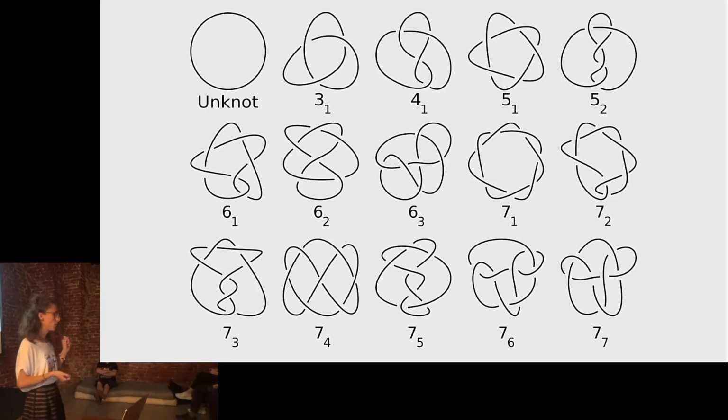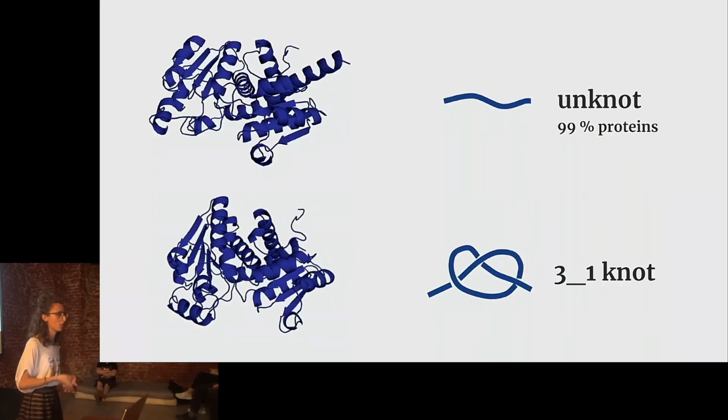Just to explain here the terminology, the first number is the number of crossings in a knot, and the second is just to distinguish two different types of knot with the same number of crossings. How does this work with proteins? It's the same thing. You're trying to see which type of knot the protein has, but it's not so easy, because you probably can't see at first look if the protein is knotted or not.